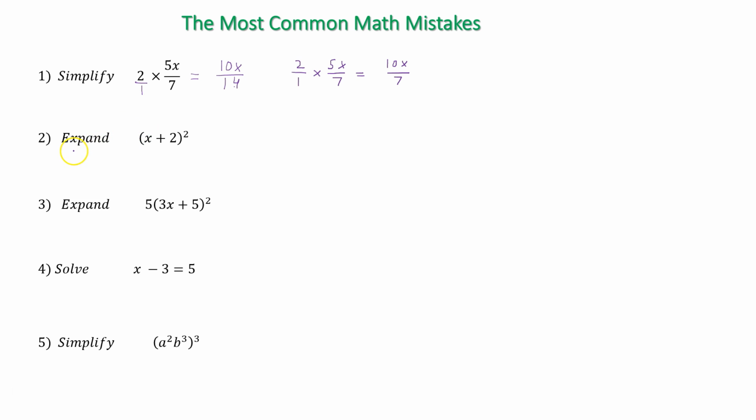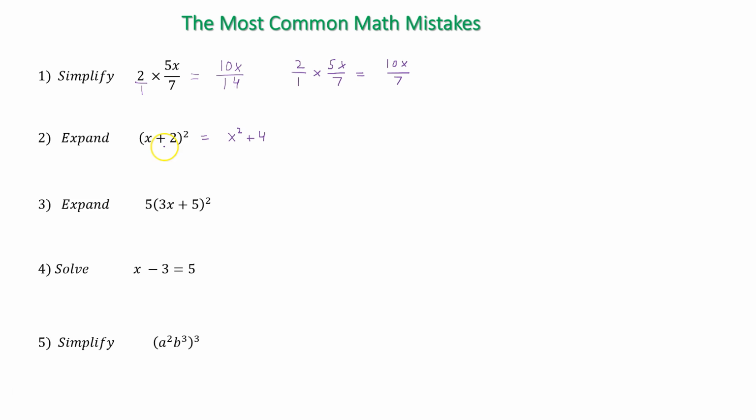Okay, moving on to the next one. It says expand, and in brackets we have x plus 2 to the power of 2. And what I often see is students will write x squared plus 4. Okay, not realizing that this would be a mistake.